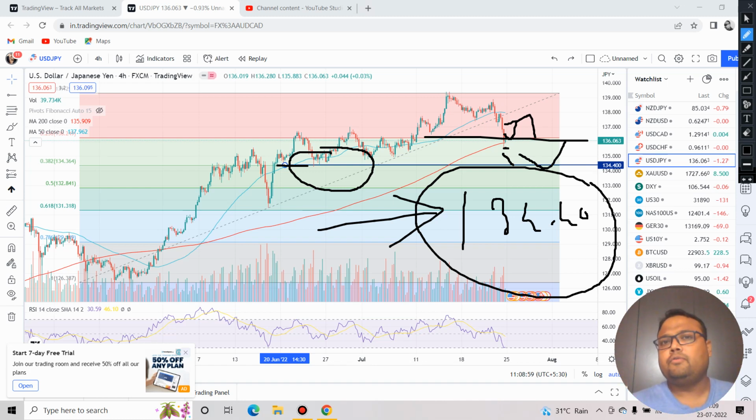So whatever you do, follow proper risk management. This is my analysis. I can be wrong as well. So protect your hard-earned money, protect your capital. Do not gamble with your capital and hard-earned money.